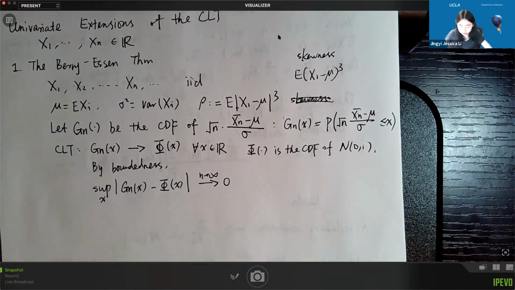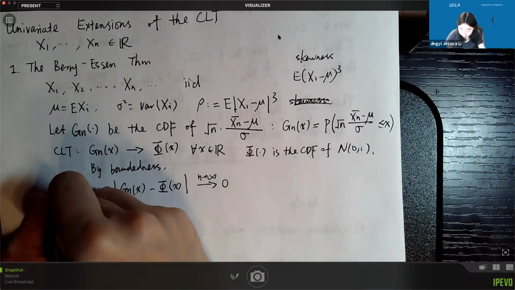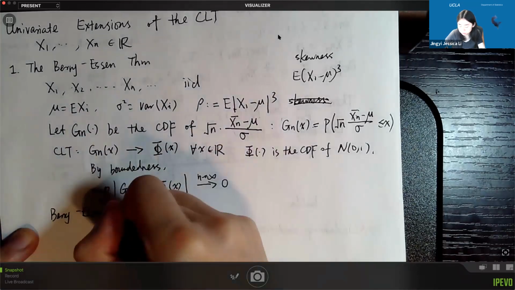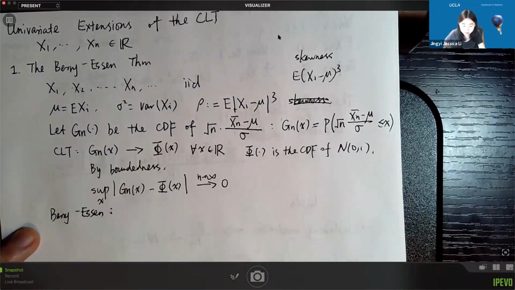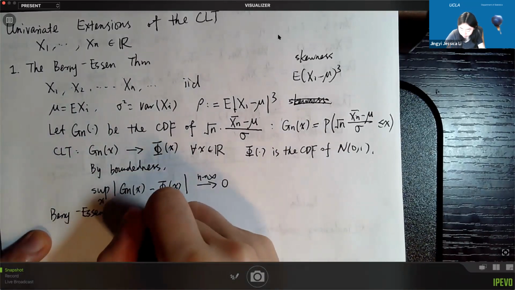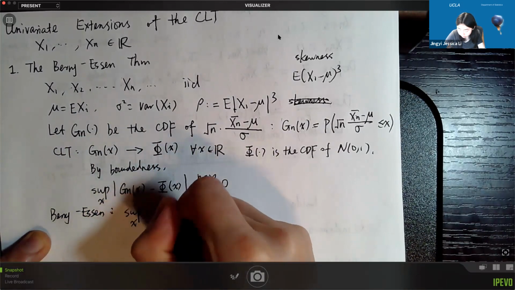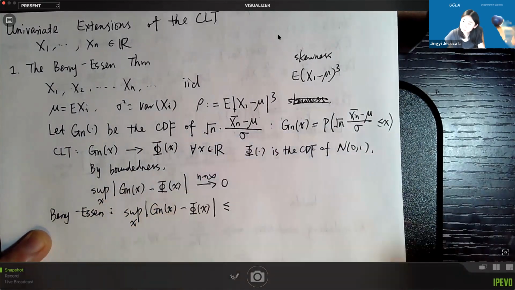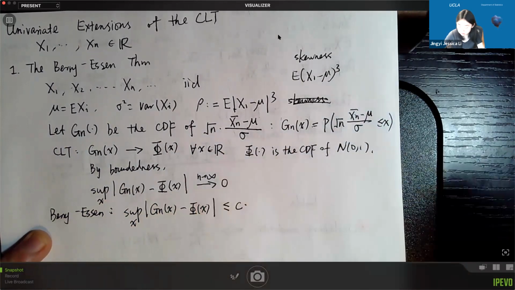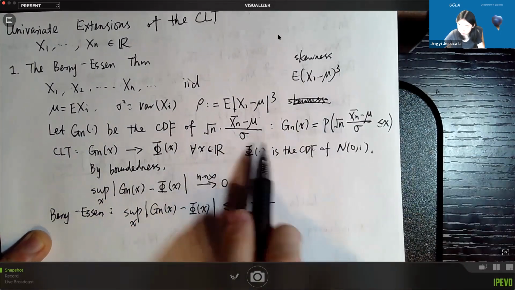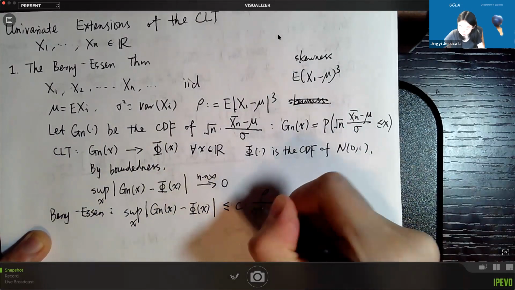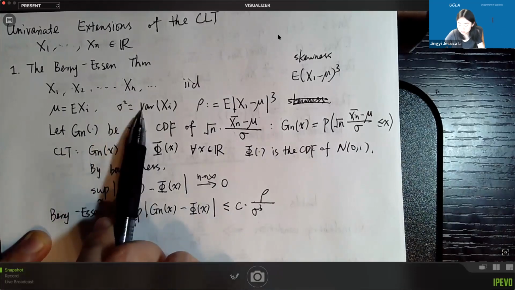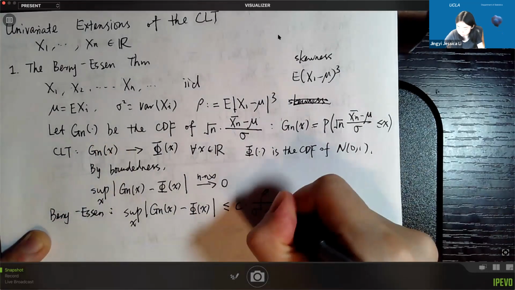This is the CLT, but the Berry-Esseen theorem gives us a finer result about how well we can use Phi to approximate Gn. Berry-Esseen can be written as: the sup over x of |Gn(x) minus Phi(x)| is upper bounded by a constant C times rho, the absolute third moment, divided by sigma cubed times root n. Sigma cubed is sigma squared, take the square root first and then cube, the standard deviation of Xi cubed.